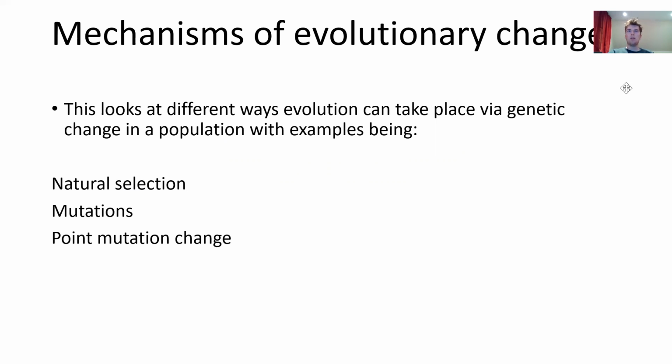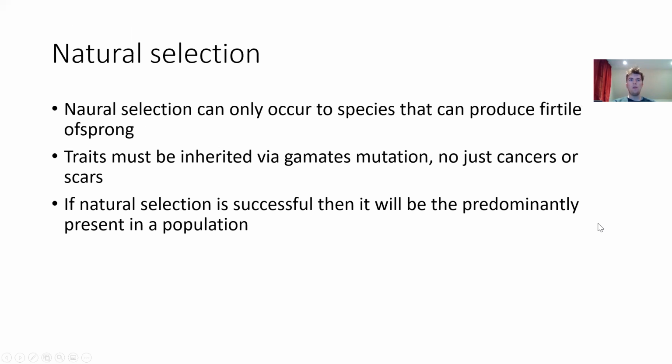So first we'll be looking at the mechanisms of evolutionary change. This looks at the different ways that evolution can take place by genetic change in a population, with these examples being natural selection, mutations, and point mutation change. We'll look at these in greater detail.